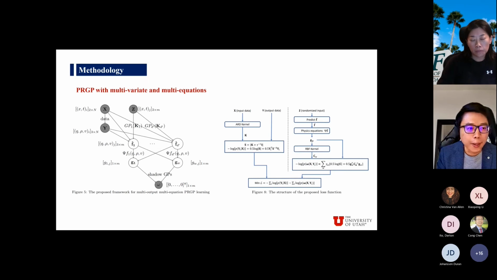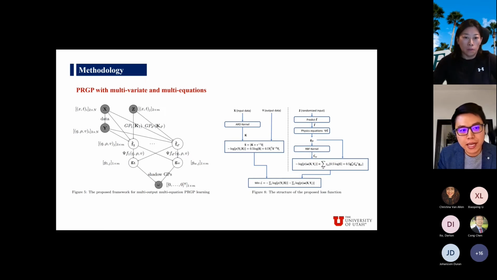Okay, so the original physics regularized Gaussian process can only deal with one single variable and one single equation. But in our traffic flow model, because we have multiple equations, and also we have multiple variables to be estimated, including density, flow and speed, we still need to extend the PRGP to be multivariate and multi-equation.